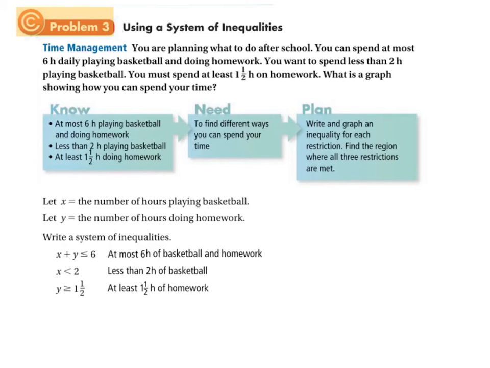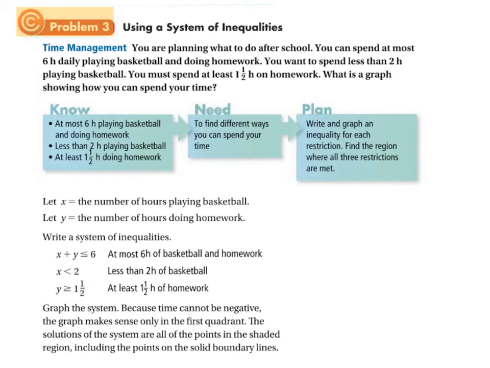Okay? What do we do now? We graph this system. It can't be negative. Time cannot be negative, so it only makes sense in the first quadrant. We're not going to have a negative number of hours playing basketball or homework. So that'll be the boundary lines, those x and y axes. The solutions are all the points in the shaded region, so let's take a look at what we came up with.